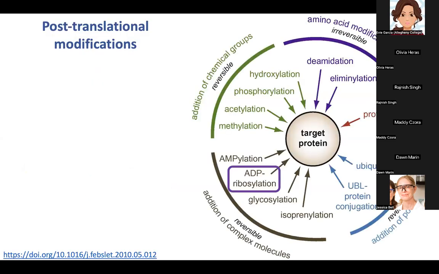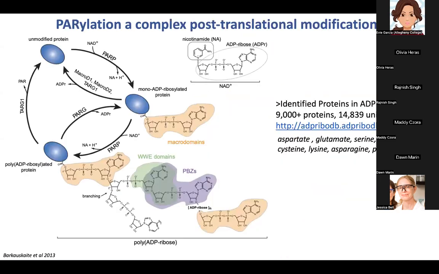Another post-translational modification, there's a whole bunch of them besides phosphorylation, acetylation, and methylation, is ADP ribosylation. Pyruvate kinase is also ADP ribosylated, and that changes its effect and actually can drive it to the nucleus. It's a reversible post-translational modification. PARP is the enzyme that does this. You can get macrodomains that interact with the ribosylation of the protein. You can actually get multiple ribosylations happening on a protein.